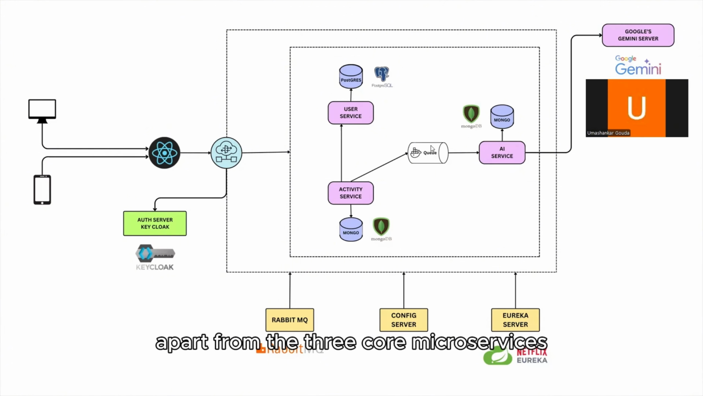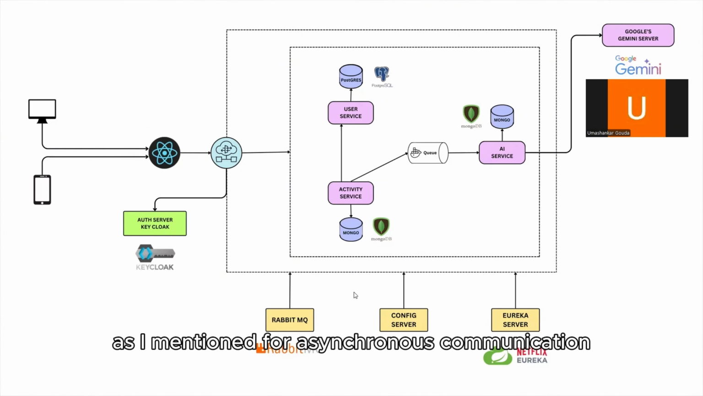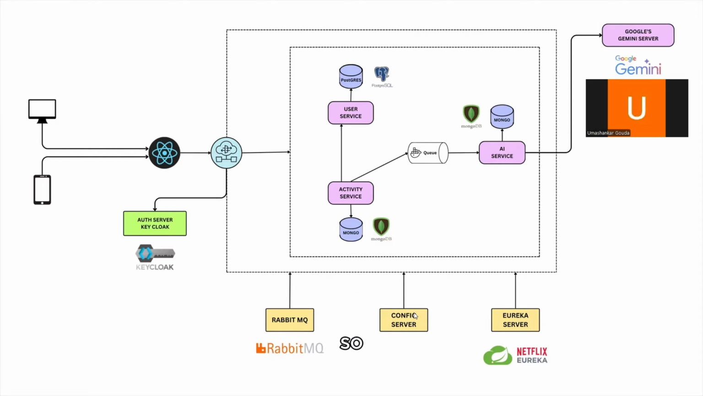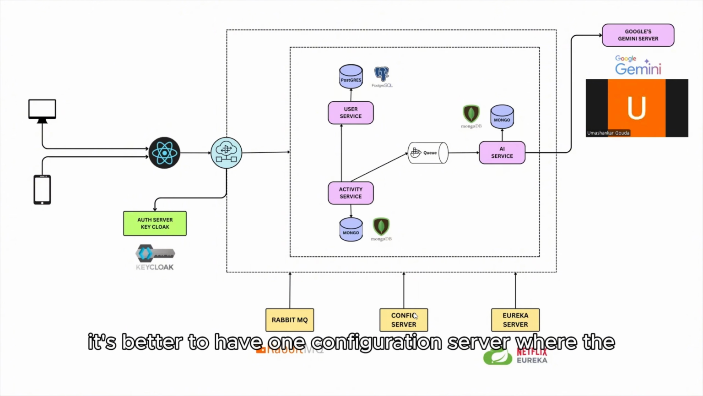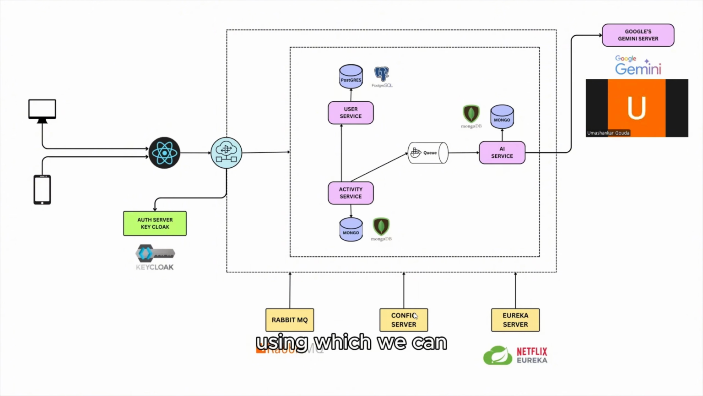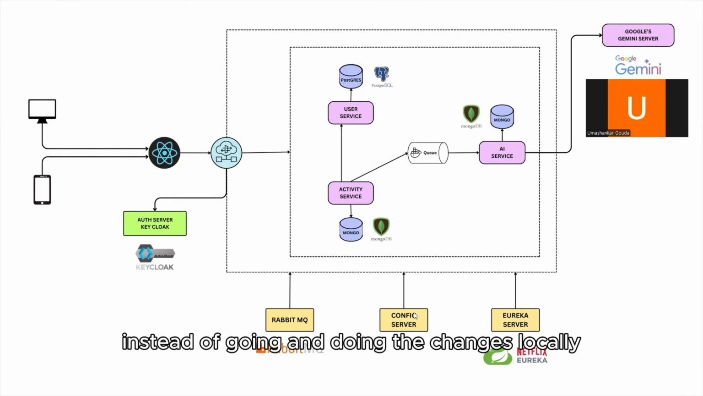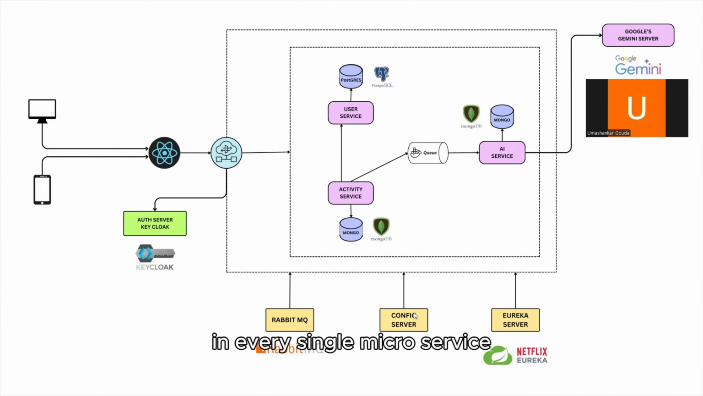Apart from the three core microservices, we are making use of RabbitMQ, as I mentioned, for asynchronous communication. We have a configuration server. The configuration server is useful for large-scale backend systems because instead of having local configuration for every microservice, it's better to have one configuration server using which we can configure and keep track of the configurations of all the services in one place. So in future, if we need to make any configuration changes, we can simply handle it using the configuration server instead of going and making the changes locally in every single microservice configuration file.